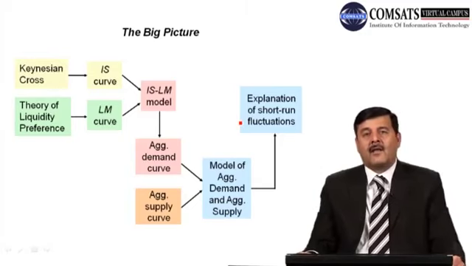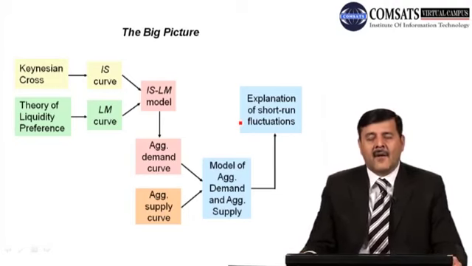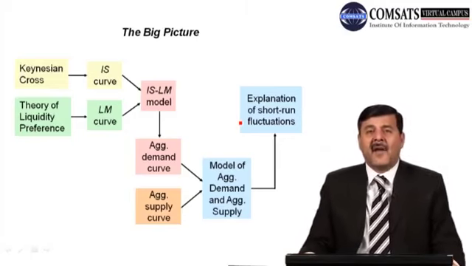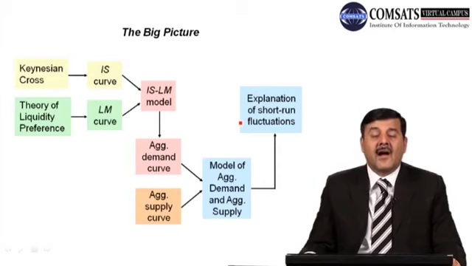Because aggregate demand and aggregate supply are two sides of the same coin, and when we combine these two, this becomes the model of aggregate demand and aggregate supply, and this tells us the explanation or the reasons of economic fluctuations in the short run. So by using the aggregate demand and aggregate supply curves, both in the short and long run, we get the explanation of short-run fluctuations in the country or in the economy.